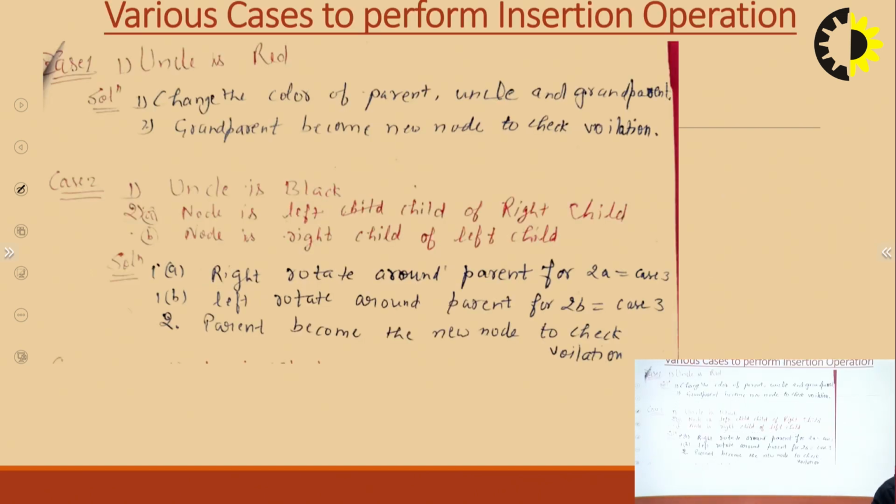Now, there are several cases to perform insertion operations. We will understand these operations one by one in the next lecture. I conclude the last few points that I told you in this lecture. First, I told you what are the limitations of binary search tree. Binary search tree's limitation is time complexity, that is big O n in worst case. To overcome that limitation, we are studying red black tree, where time complexity will be big O log n in all the cases.